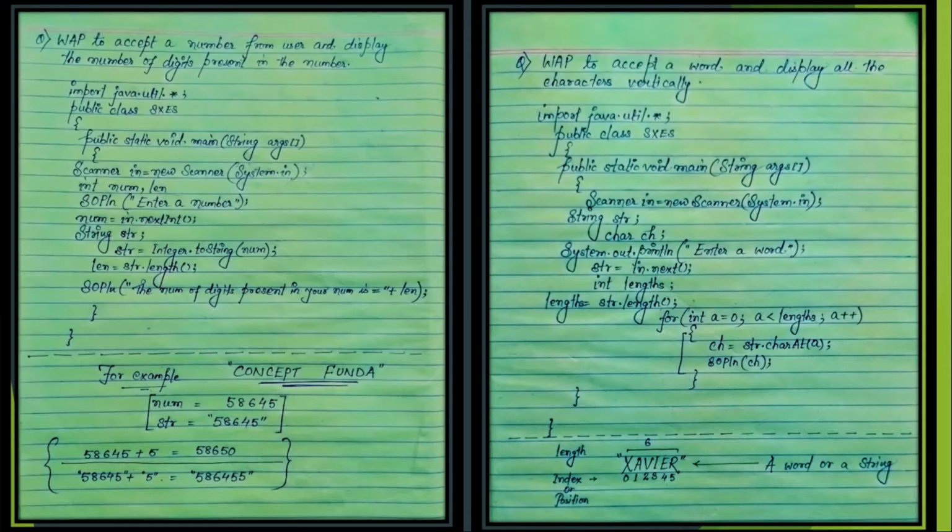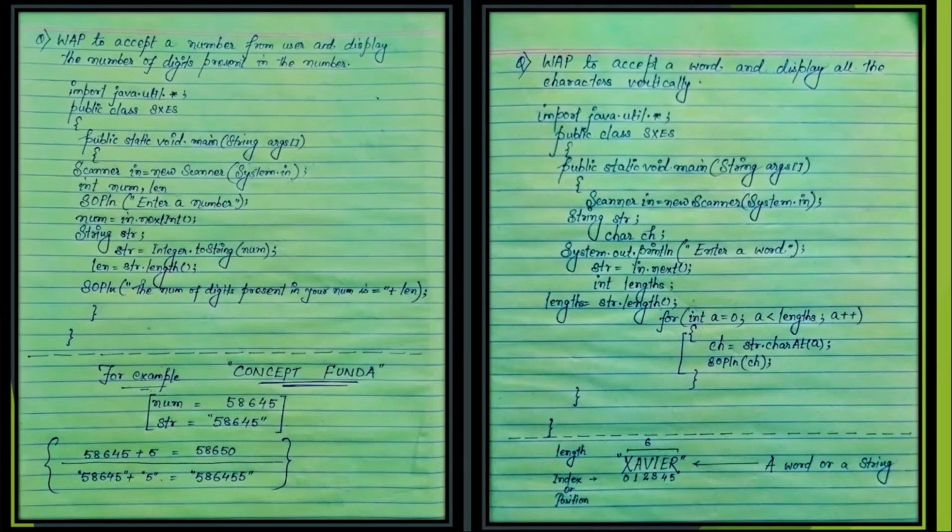Let's move on to the second program, that is, write a program to accept a word and display all the characters vertically. Vertically means top to bottom. Now import java.util. After that, public class, you can take any name. Public static void main String args. Scanner in is equal to new Scanner(System.in). That means creation of the object, also known as instantiation.